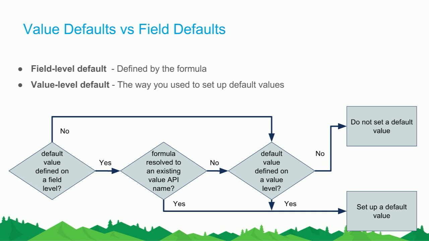So because you use a formula, sometimes formula will not be able to resolve to an existing value. And you might be wondering, so what will happen? So this diagram describes it. So if you have a default value on a field, it will try to resolve the formula. If it's not able to resolve it, it will look, hey, do we have a default value as a value default? If yes, then it will become default value. If no, then nothing will be set up as a default.